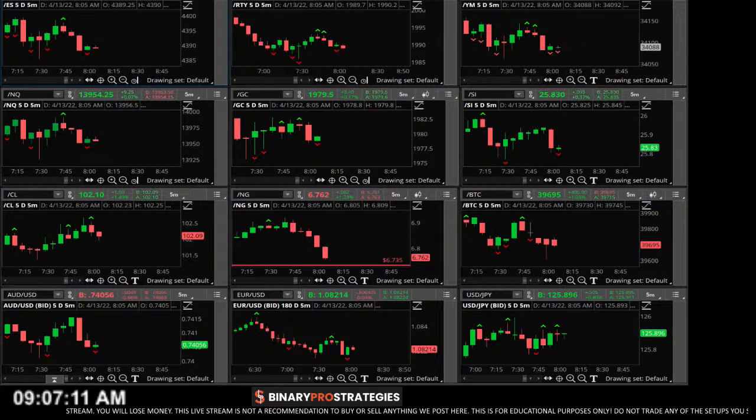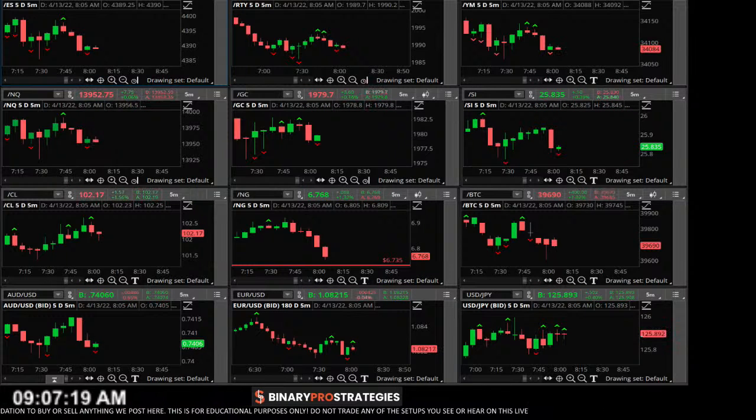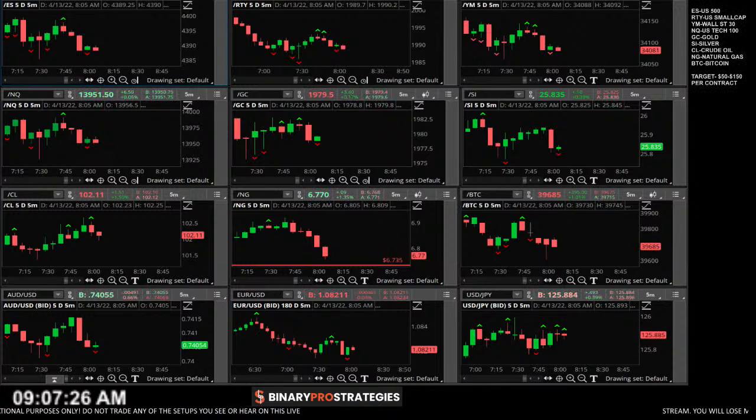All right, so once again, let's get started. I am watching the RTY. We are getting a short on the RTY. Let me put up those symbols for you so you understand what RTY is. It's going to be in the top right hand corner over here. But let's get an initial setup here.